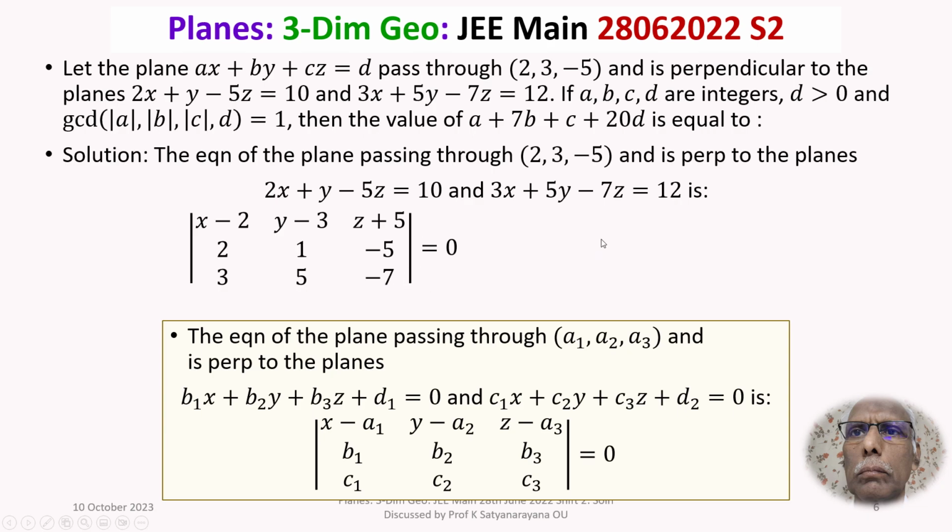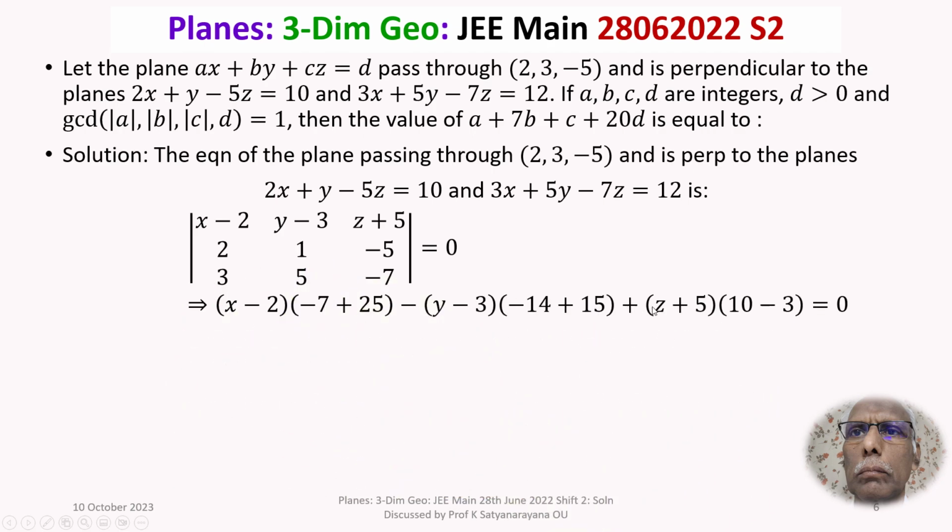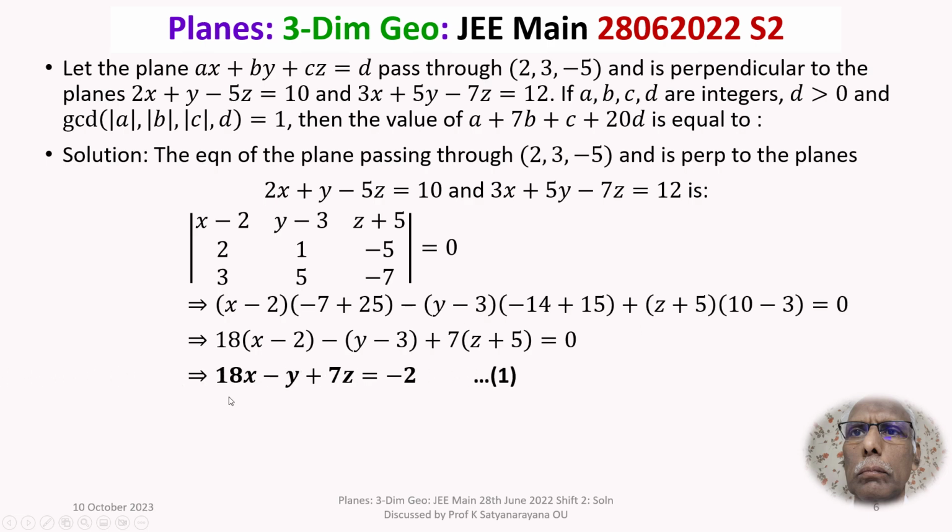Now we are very familiar with the expansion of determinants through its first row. We expand by first row and we get this one. Simplifying, we'll get 18 times x minus 2 minus, in brackets, y minus 3 plus 7 times z plus 5 is equal to 0. Simplifying, we'll get 18x minus y plus 7z is equal to minus 2. Let's call this equation 1.